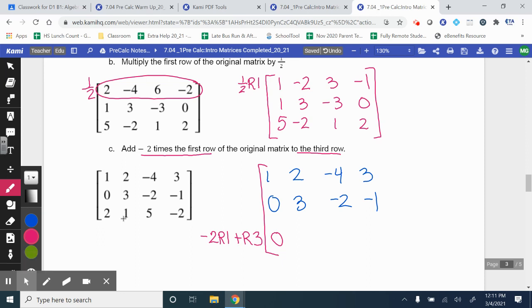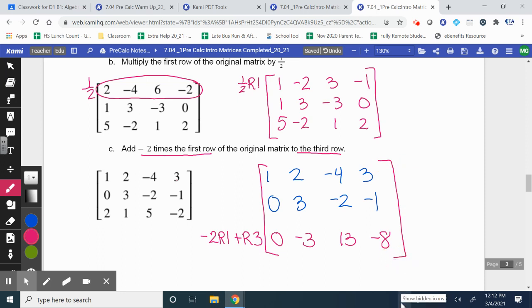Okay, so now let's go back and do the second term. So we're looking at row 3, column 2. We're going to change this 1. To change it, we're going to do -2 times row 1, so -2 times 2, plus 1. -2 times 2 is -4, plus 1 is -3. Next, we're going to do the -4. -4 times -2 is 8, plus 5 gives me 13. And then -2 times 3 is -6, minus 2 is -8.